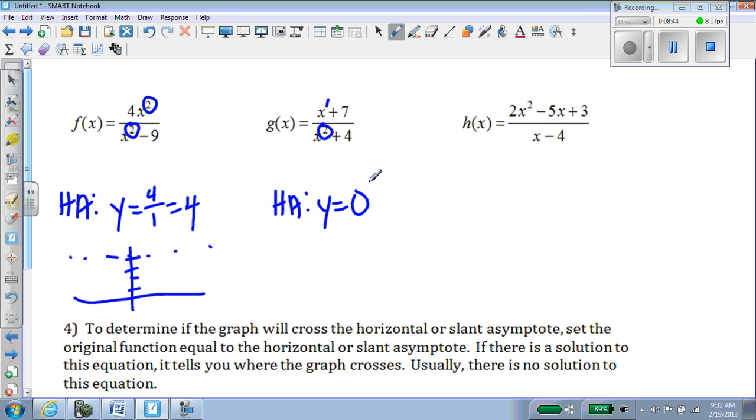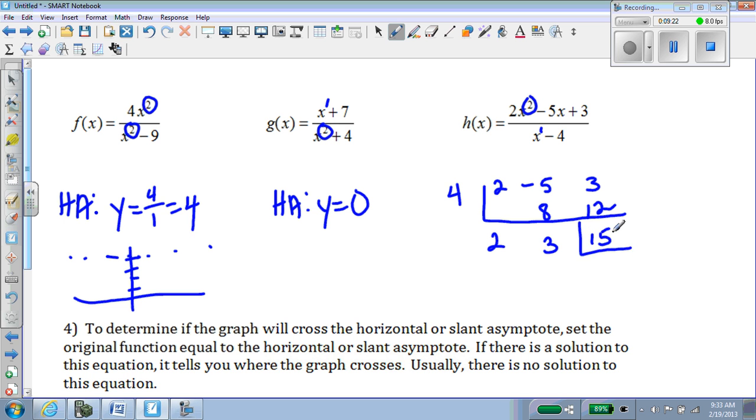Okay. So here we have x cannot be 4. It's not going to cancel, so we're going to have a vertical asymptote at 4. The degree of the numerator is 2. The degree of the denominator is 1. And so the degree of the numerator is 1 power higher than the degree of the denominator. So we're going to divide. I could do long division, but since this is x minus 4, I'm going to do synthetic division with 4. 2, -5, 3, so 2, 8, 3, 12, 15. My remainder is 15. I want to see that.